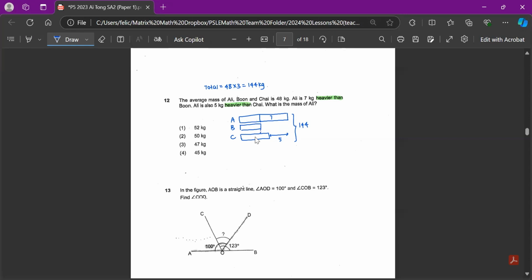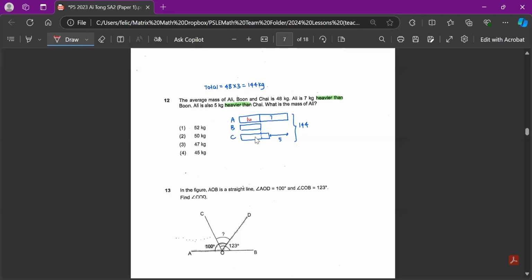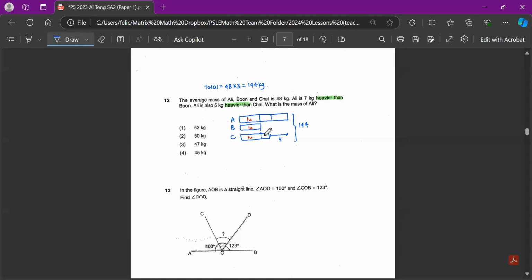So I'm going to just bring it down. Okay, and this is how our 1 unit looks like. All right, so the 1U, 1U, 1U. Right? And of course, with this, you should notice that this part is actually a 2. 7 minus 5, okay, this is a 2. So what you have to do next is to find your 3 units.